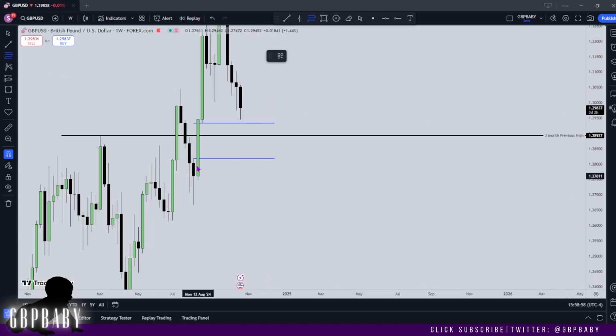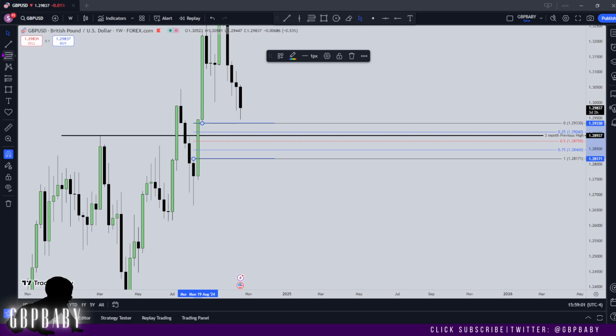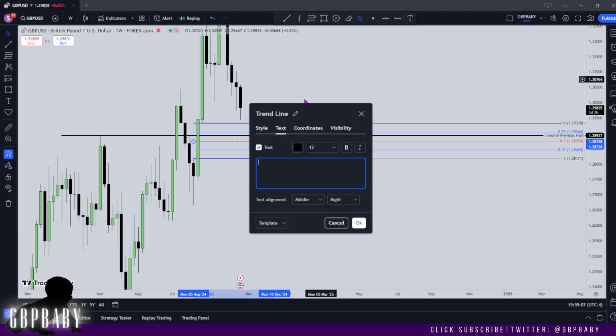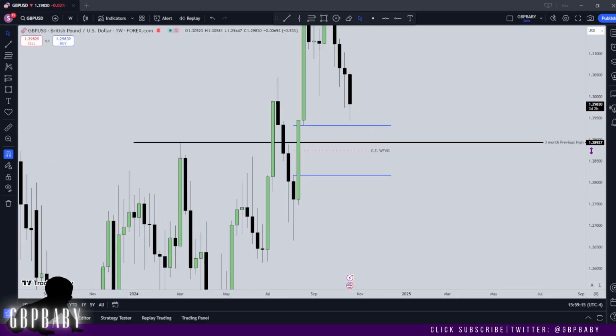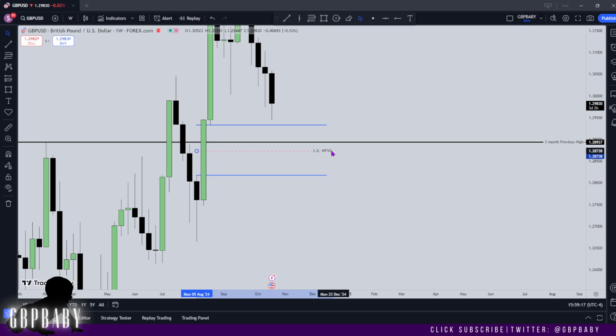So let's get the 50% level marked out as well, because that should be very sensitive to price. Consequent encroachment, we like to call that. We'll get that marked out like so. We'll make it dash, we'll make it red, we'll make it thinner, and we'll call it CE weekly FVG. So we've got a few codes going on here. So it'll be nice to see if price can get down into that one there.